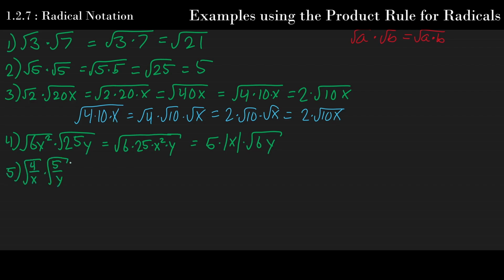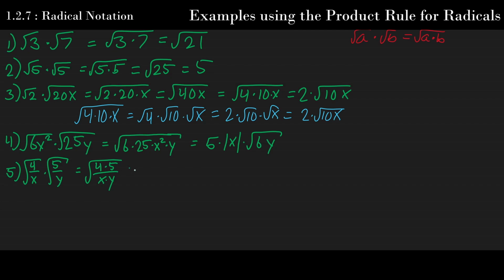Number 5. The square root of 4 over x times the square root of 5 over y. Here we have rational numbers under our radical signs. We can use them just the same as whole numbers, which gives us the square root of 4 times 5 over x times y.